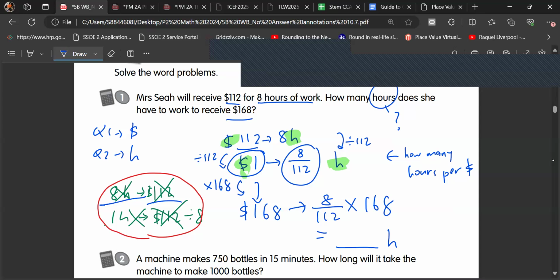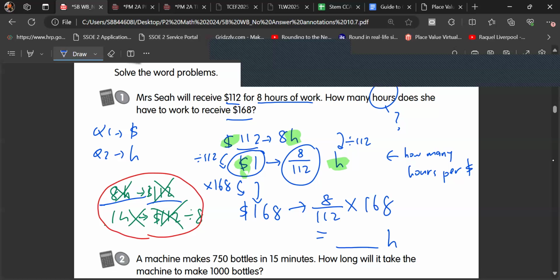The one that I circled in red is what we did previously. Because here it says $112 for 8 hours. Many of us will go and think, so 8 hours is 112, then 1 hour is this amount. Then you go and do 112 divided by 8. Then you tell me it's 14. Then your answer is wrong.